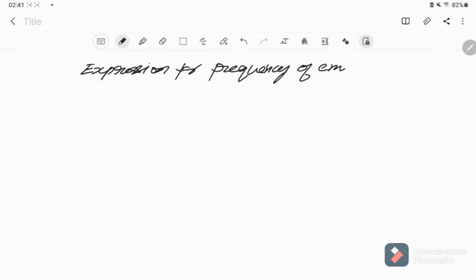The next topic is expression for frequency of emitted radiation.